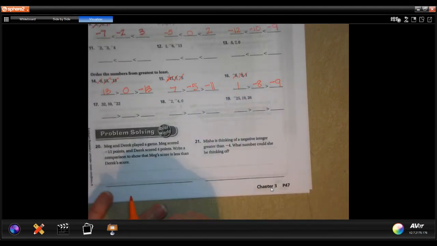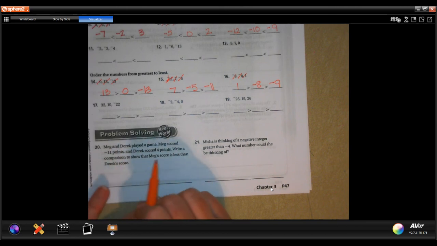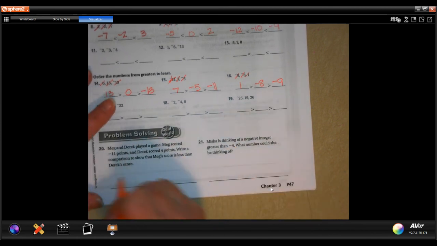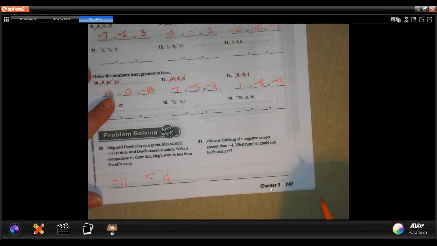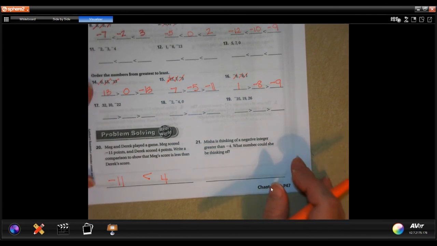We are going to go down and do number 20. Meg and Derek played a game. Meg scored -11 points and Derek scored 4 points. Write a comparison to show that Meg's score is less than Derek's score. Well, Meg's score is less than Derek's score, which is bigger. That's it.